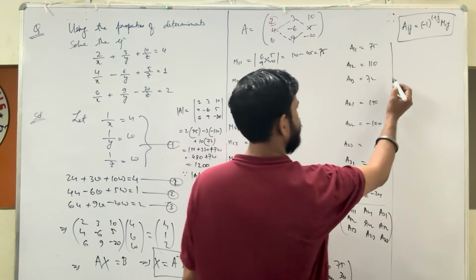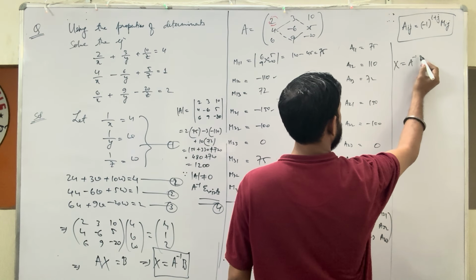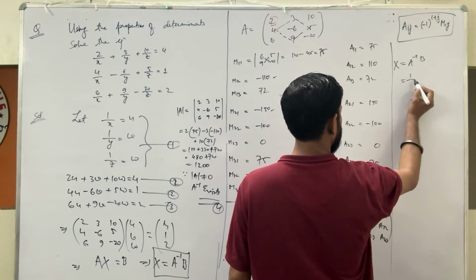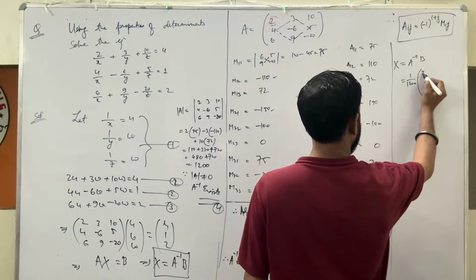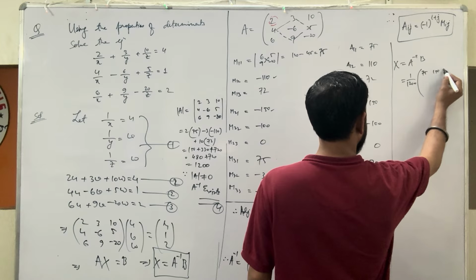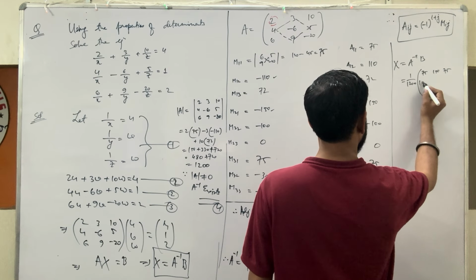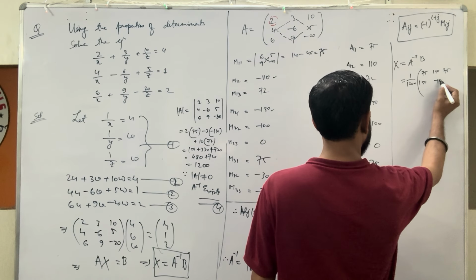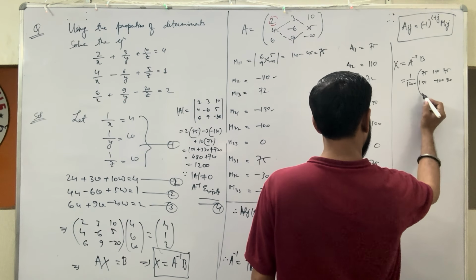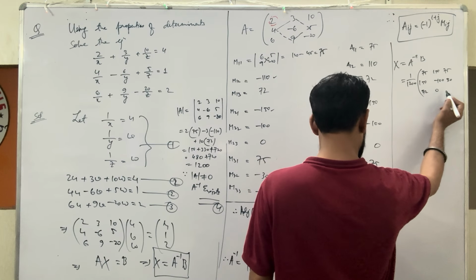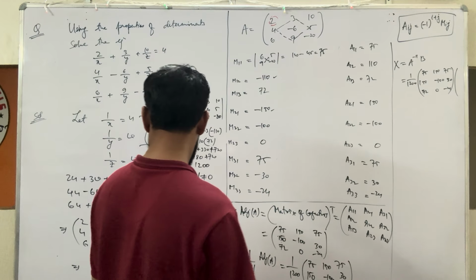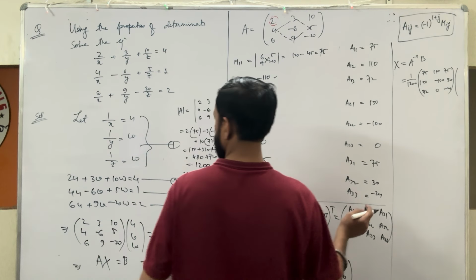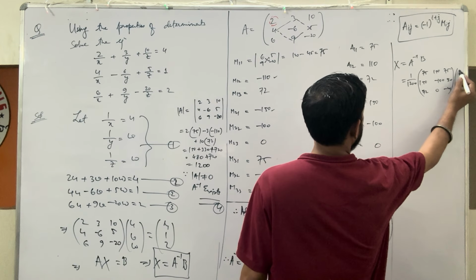So what will be X? X will be A inverse into B. So A inverse is 1 by 1200 and 75, 150, 75, 150 minus 100, 30, 72, 0 minus 24 into your B matrix, which is 4, 4, 12.